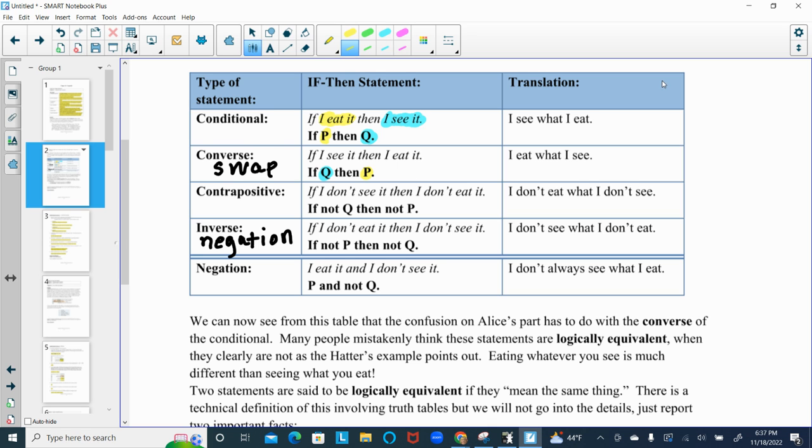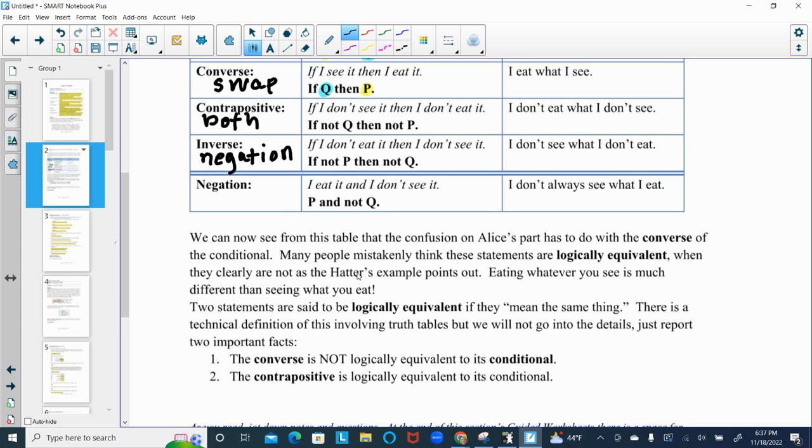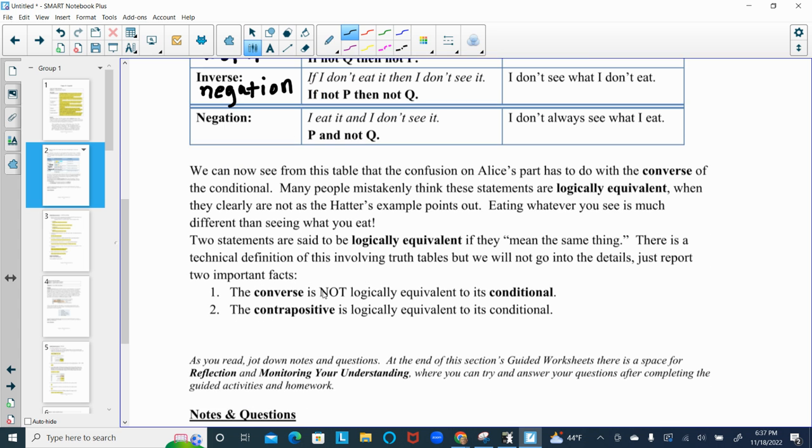Now, a contrapositive is a combination of the converse and the inverse. So not only are we swapping the P and the Q, but we are negating the P and the Q. Okay, so that's kind of strange. Not everybody is comfortable with that. The converse is not logically equivalent to its conditional, but the contrapositive is. The contrapositive is always logically equivalent to its conditional.